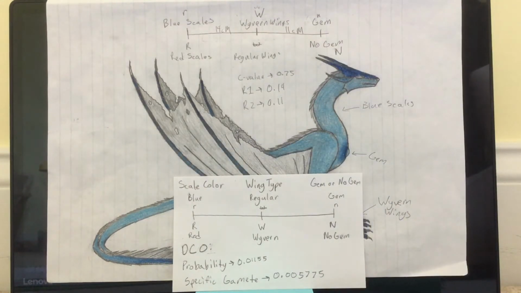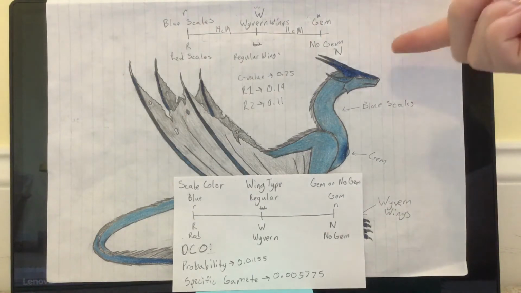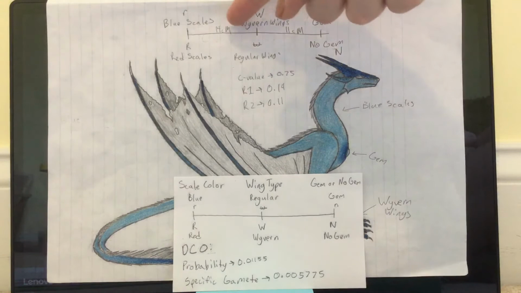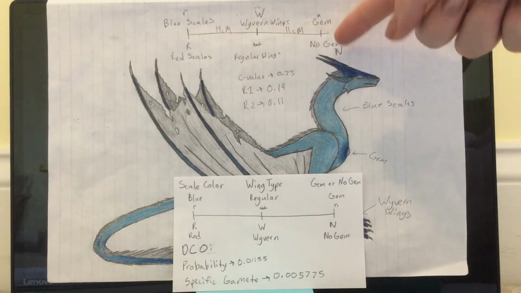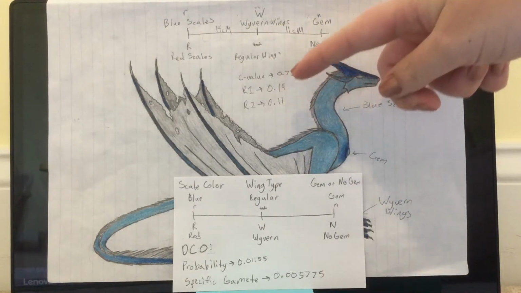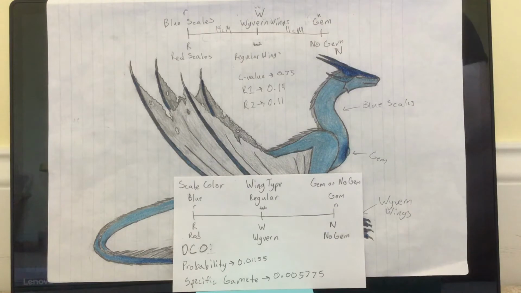So the DCR, double crossover event, as we see, and we'll use her diagram up here because she will be who we're crossing over now, because she's the heterozygote. So we would cross her over with blue scales, so then her child would have regular wings, gem, or red scales, wyvern wings, and no gem. The probability of this is 0.01155, and how we would calculate that is the R1 value multiplied by the R2 value times the C value, and that gives us the probability value of a double crossover event. Then you multiply that by 1/2 to get the specific gamete you're looking for.